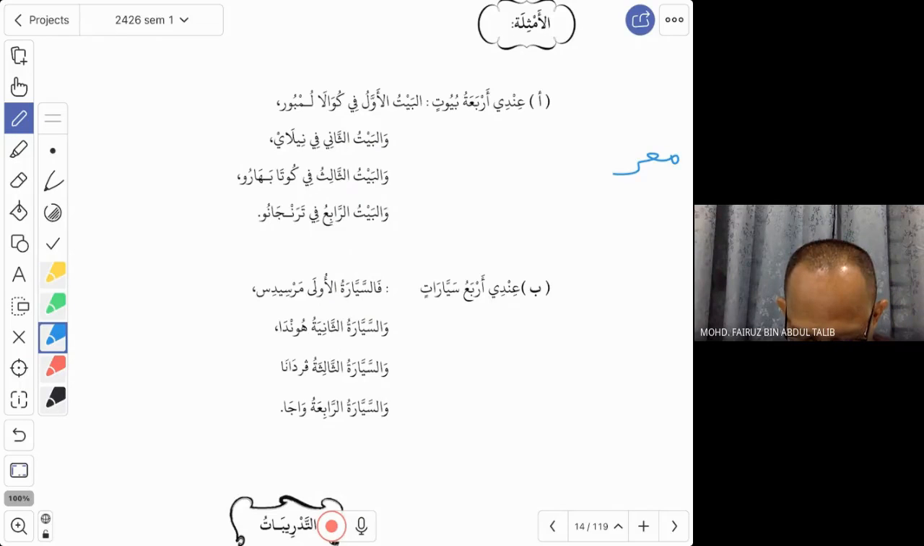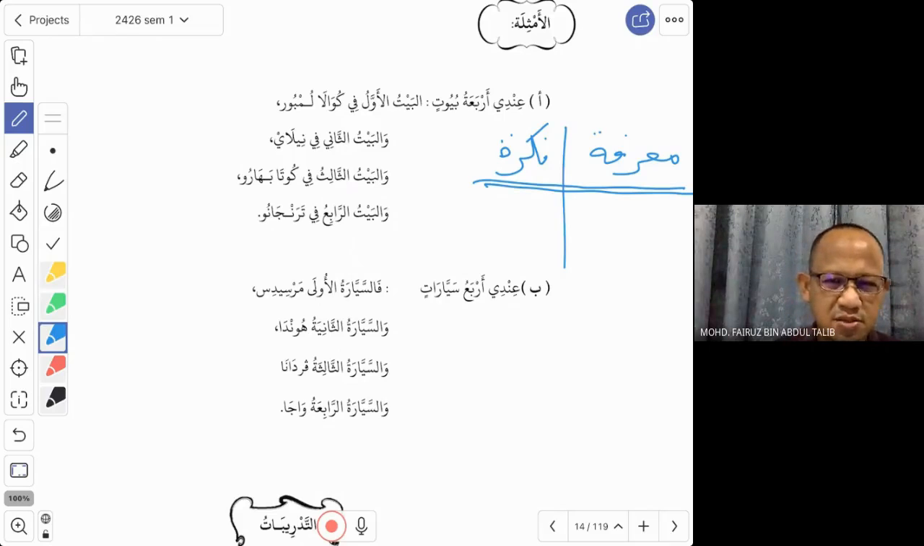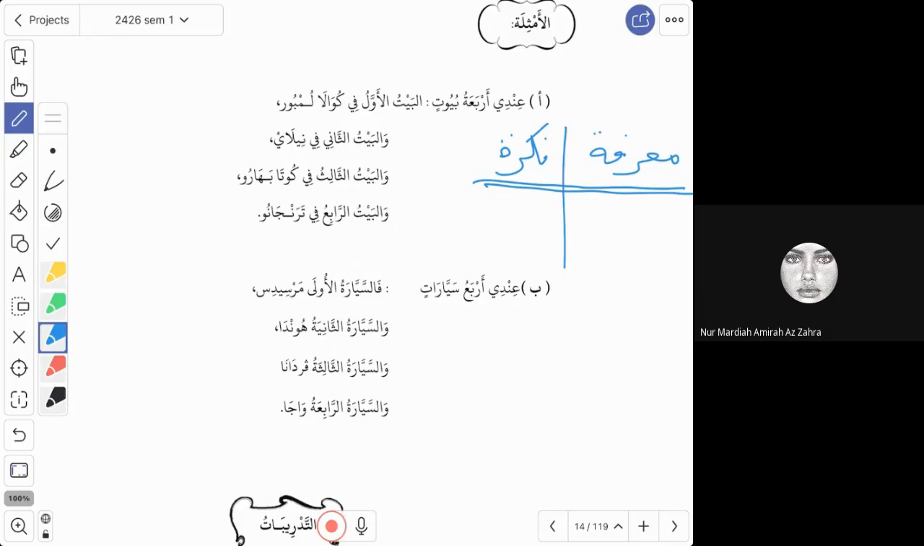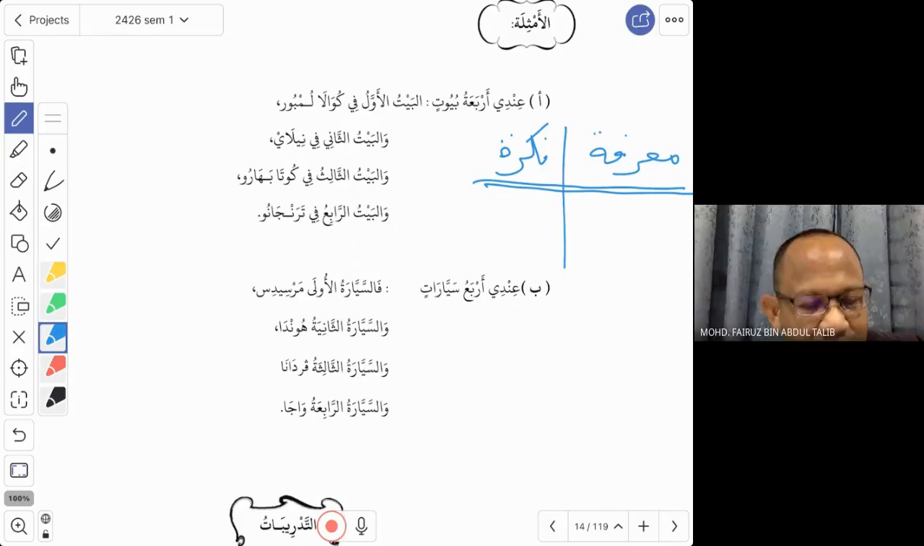Now, I believe I have explained in the video these two terms, nakira and also ma'rifah. So can anyone tell me what are these ma'rifah and nakira? Anyone remember? It's the general and the specific. General and specific. Now, Madia said general and specific. Which one is general and which one is specific?